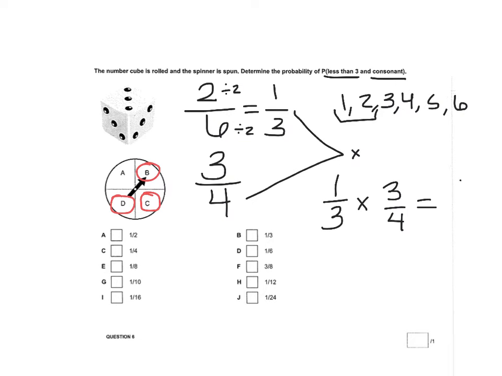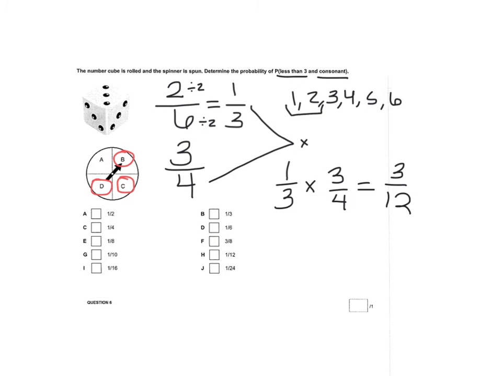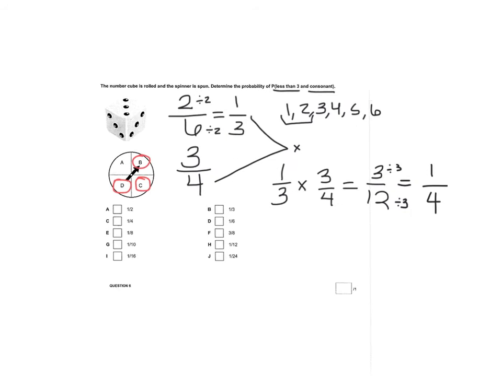So 1 times 3 is 3, 3 times 4 is 12, and that's not an answer choice, and I know that I can reduce that. So 3 can go into 12. So I'm just going to divide both top and bottom by 3. 3 divided by 3 is 1, 12 divided by 3 is 4.